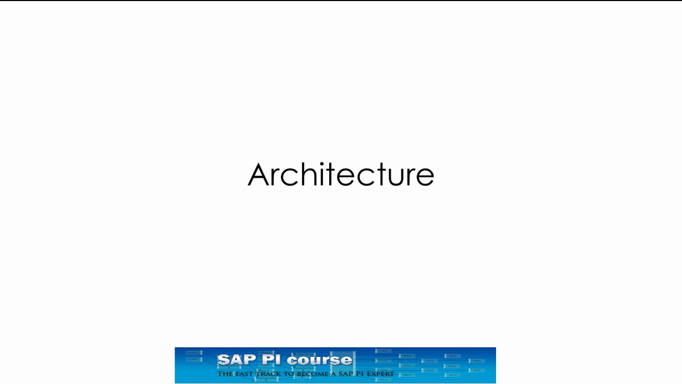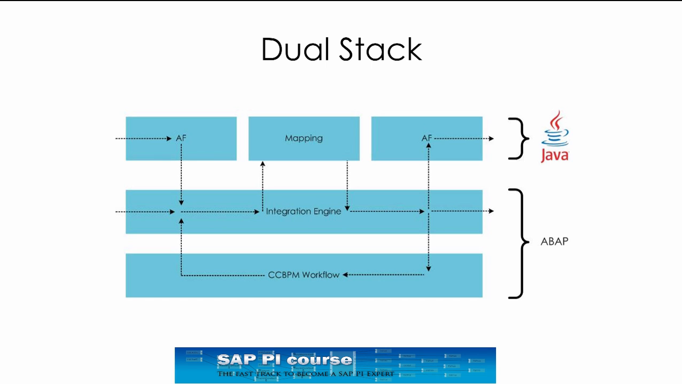So let's just see here. The architecture, this is the dual stack and the way it worked back in the days. So you'd still have the configuration on top here, and you'd have some adapters that are communicating with you. There could be a file adapter. Some adapters were just on the ABAP stack.